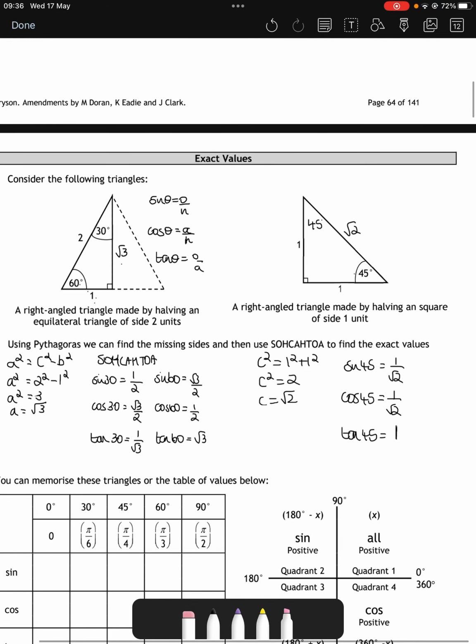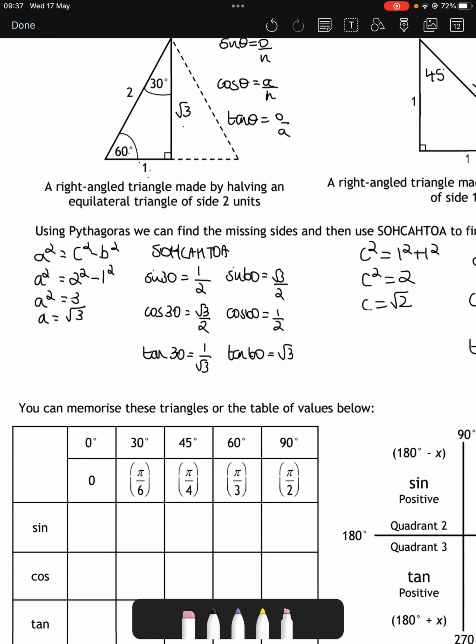Now you have a choice basically, okay? You need to know all these exact values off by heart. So people either choose to remember the triangles, so they remember what they look like visually, and then you would calculate the one that you're looking for the exact same way as I've done using SOHCAHTOA, or you can memorise them like we have in this table here, okay?